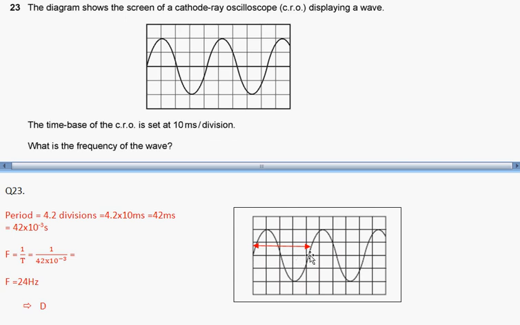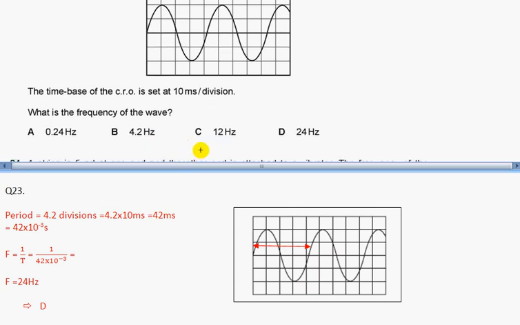positions so that the picture is repeated after time period, which is called period. Here it is 1, 2, 3, 4 and about 2 divisions. So period is 4.2 divisions. Each division is 10 milliseconds. So we get 42 milliseconds. Milliseconds we change into seconds by replacing milli with 10 to the minus 3. Then we use formula frequency is 1 over period. And we get answer 24, which is D.